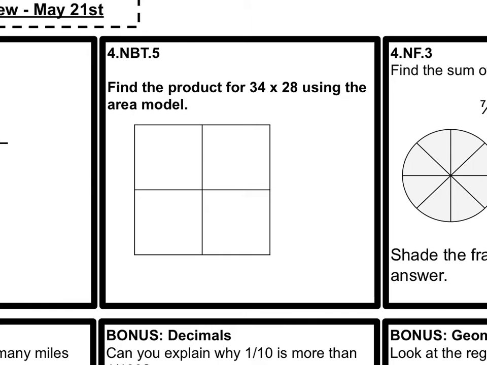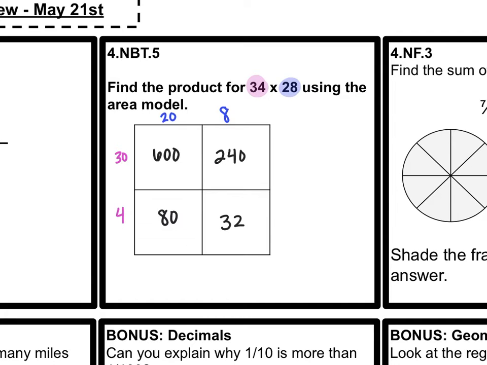All right, for the next one, find the product for 34 and 28 using the area model. This is how we usually find it anyways. So we're trying to multiply 34 and 28. I'm going to pull apart the 34 into 30 and 4, and then pull apart the 28 into 20 and 8. So now we're just going to multiply those boxes together. 30 times 20 is 600. 20 times 4 is 80. 30 times 8 is 240. And 8 times 4, of course, is 32.